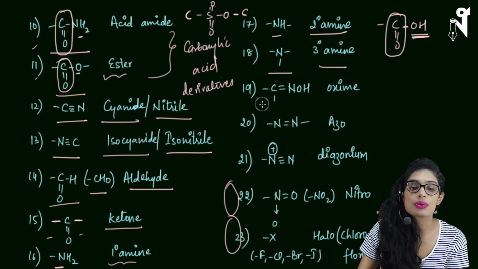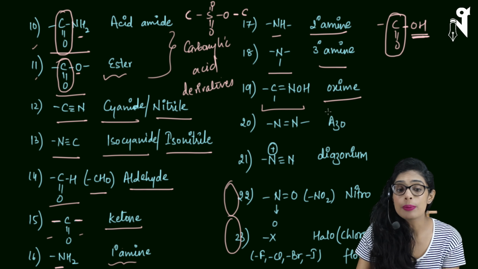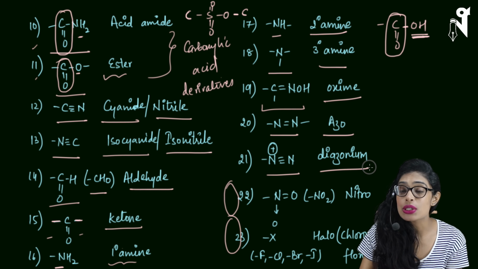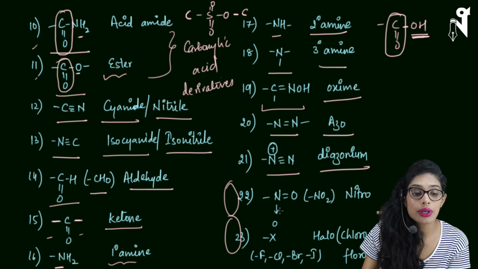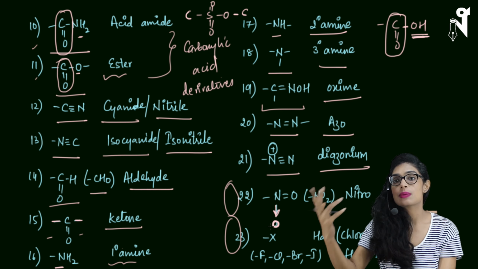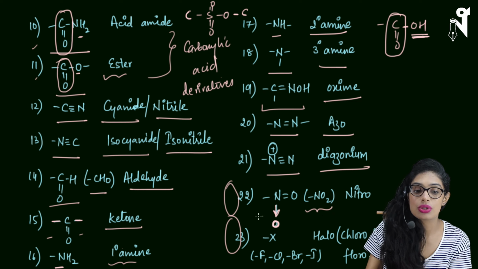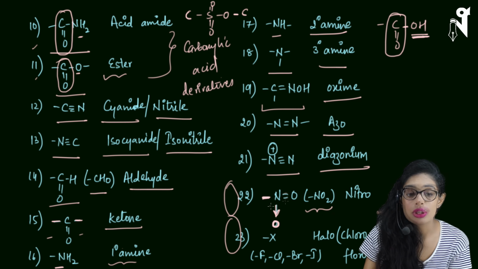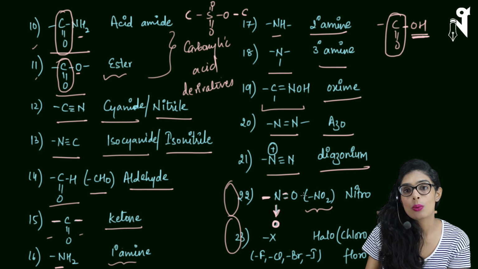Now we have this group C double bond NOH. This is called oxime group. Next is N double bond N. This is azo group. N triple bond N. This is called diazonium group. N double bond oxygen and one coordinate bond with oxygen. One is pi bond and another is the coordinate bond, and it forms nitro. So see here, nitro is connected to the carbon chain using nitrogen. It has two bonds, one as a coordinate bond with oxygen, another is pi bond with oxygen.